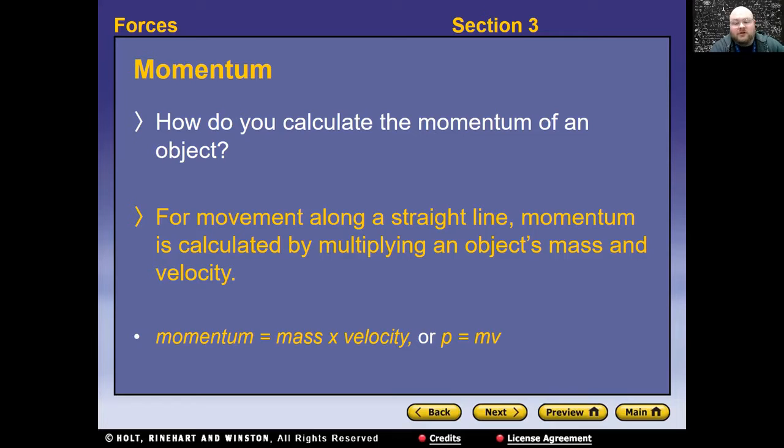So the equation for momentum, which is mass times velocity, is going to be P equals M times V. Whenever you see that letter P, we're talking about momentum. P equals M times V. Memorize that. Remember that.